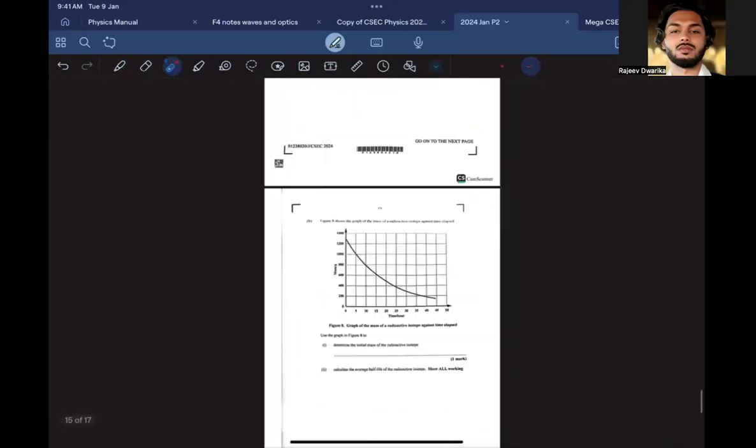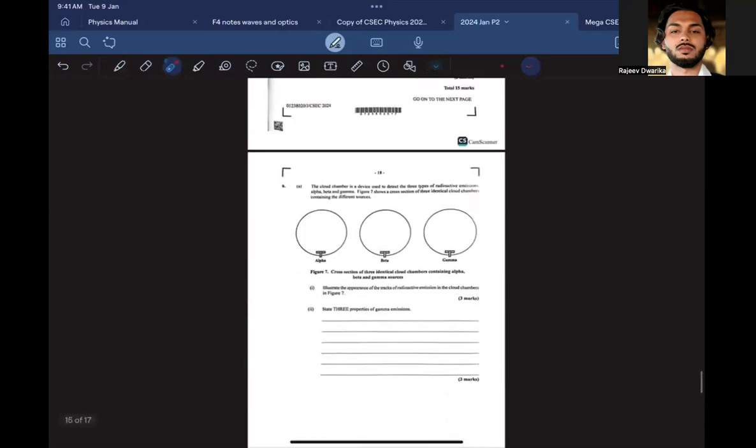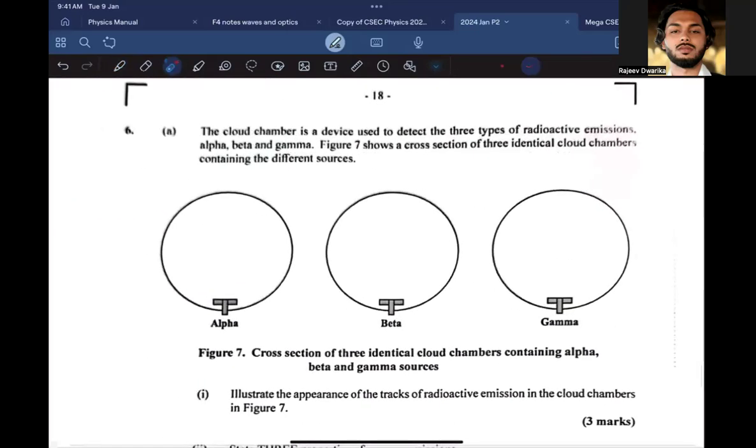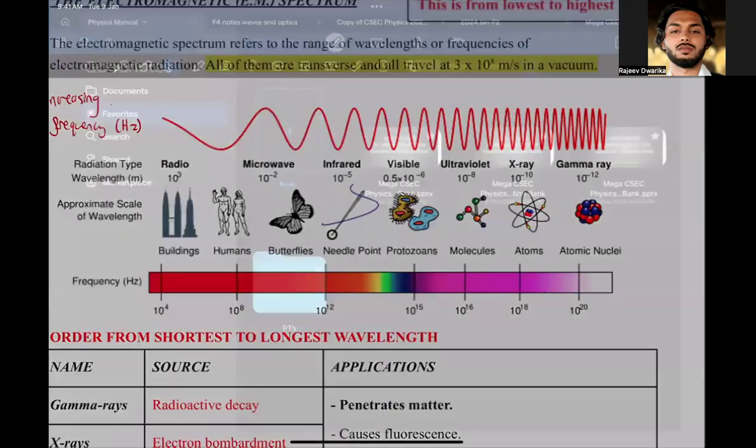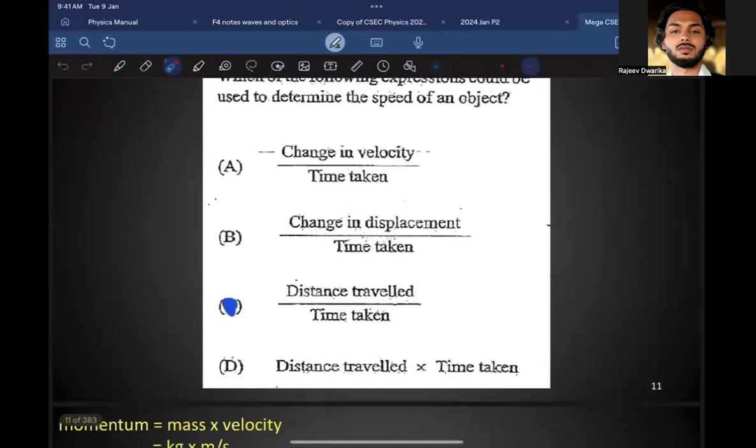We are in the last question now. The last question on that is it. So the cloud chamber is a device used to detect the 3 types of radioactive emissions, alpha, beta, and gamma. Figure 7 shows a cross-section of 3 identical cloud chambers containing the different sources. So for this, you need to know how alpha, beta, and gamma behave, right?